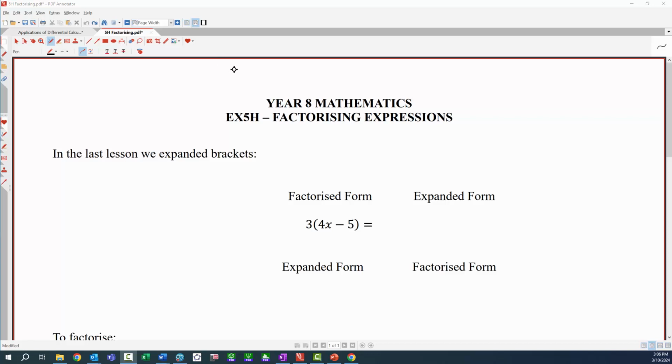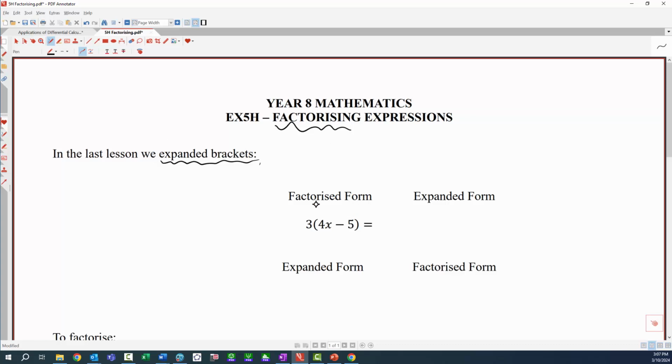Well, in my absence, what you're going to be doing is some more work on algebra. And today what we'll look at is what's called factorising expressions. Now we've done the reverse of this because in the last lesson, what we did was we expanded brackets, okay?